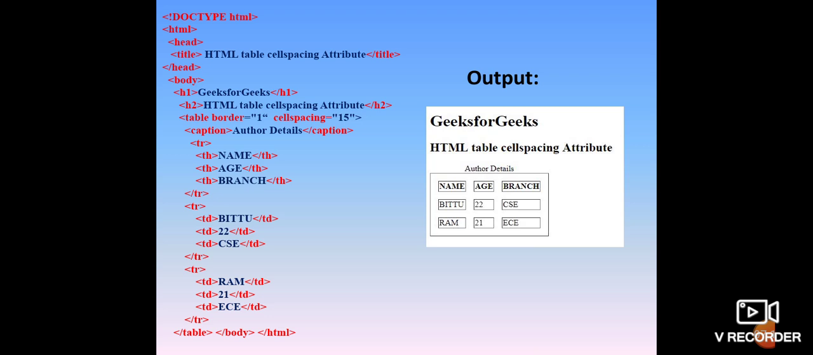Finally I close the table tag, body tag, and the HTML. Look at the output, how neatly it is presented. So this is the use of the cell spacing attribute.